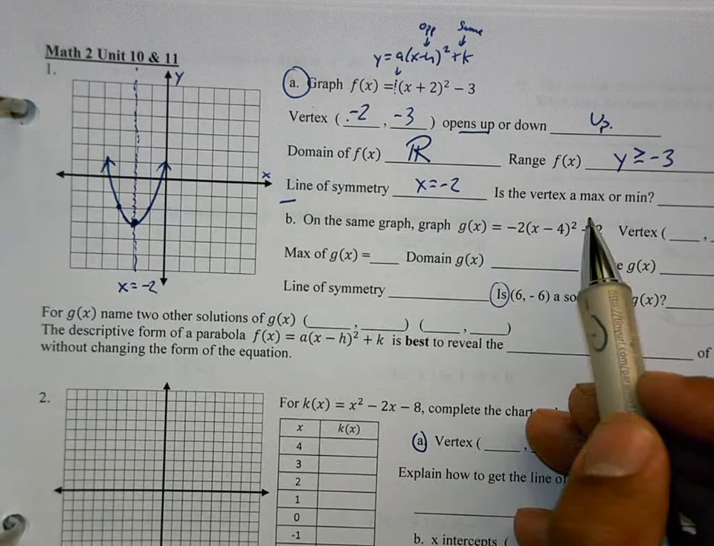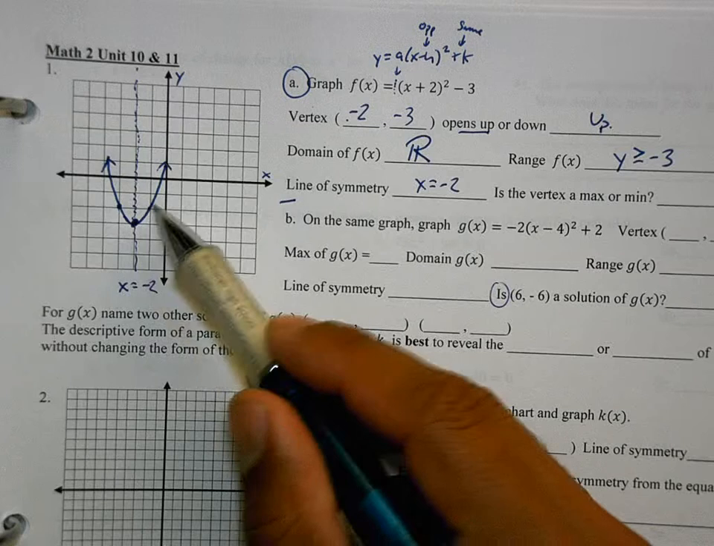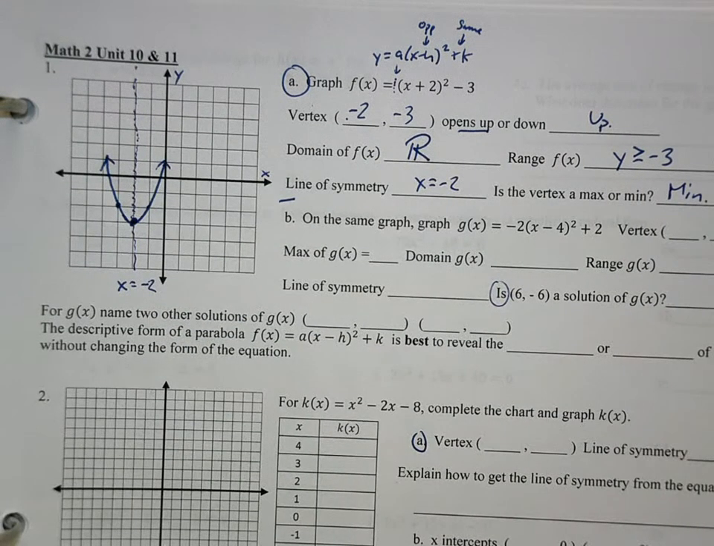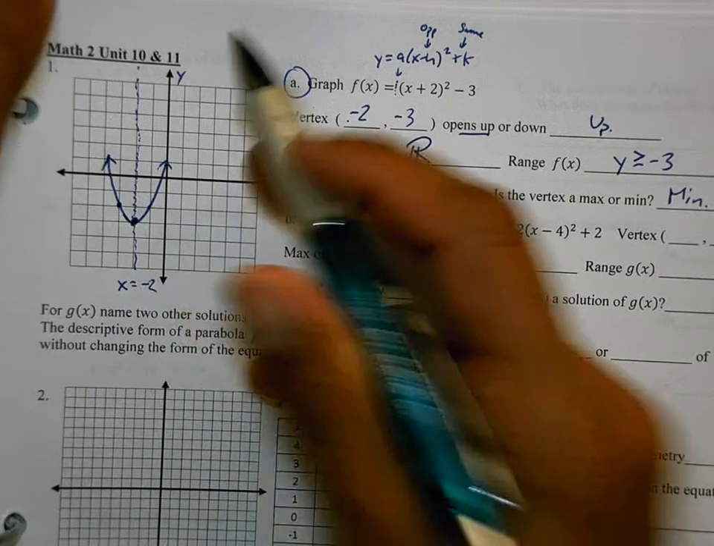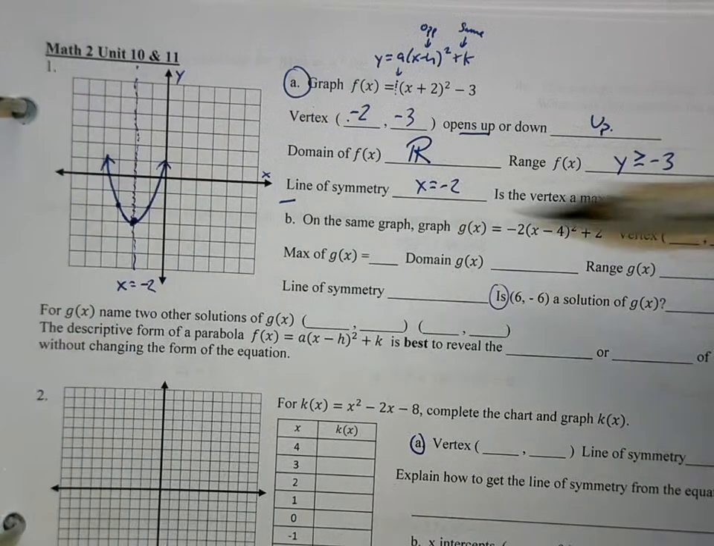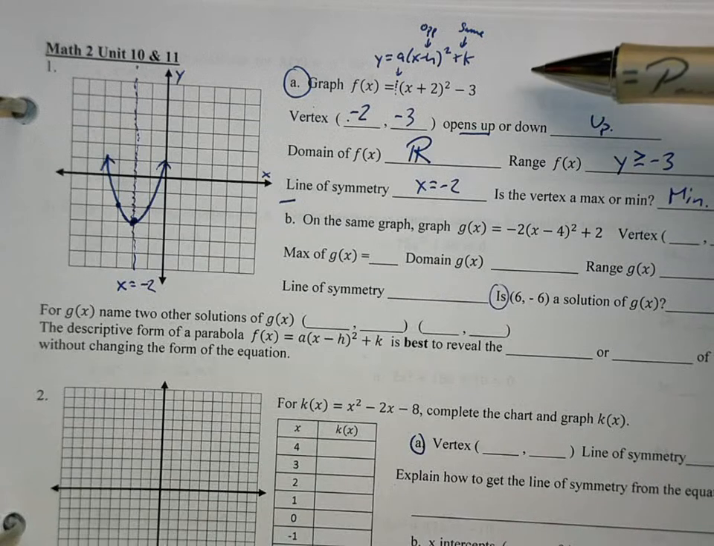Is the vertex a maximum or a minimum? That is a minimum value because there's a bottom only. There's no top. It goes forever up, up, up. It doesn't have a highest point. It only has a lowest point. So that is how we graph when it's in vertex form.